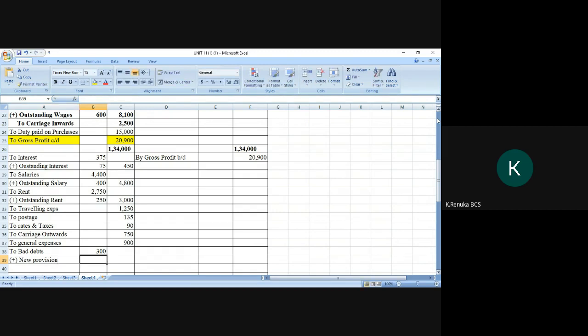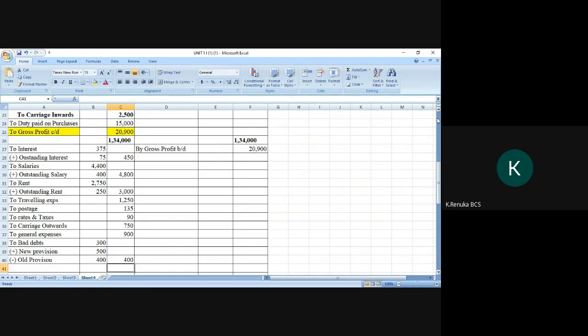So new provision, they have given you 500, and less old provision. Old provision has been given in your question. New provision has been given in the adjustment and old provision has been given in the question. So old provision value is 400. So when you calculate this, you will get the final answer 400 that has to be posted in the outer column. Next, you have to create discount on debtors.